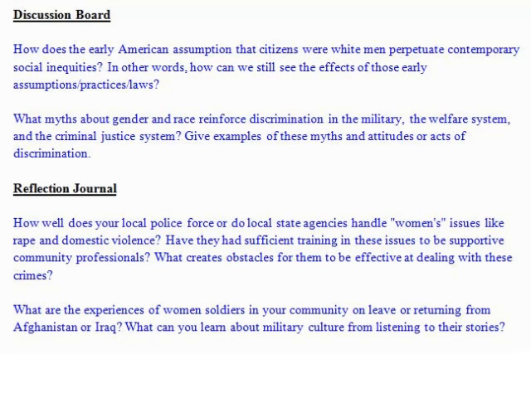For your reflection journal, I'd like to see you talk about how well you think your local police force or your local agencies handle women's issues, especially rape and domestic violence. Do you think that they've had sufficient training to be supportive? What do you think makes it difficult for them to be effective at dealing with those particular kinds of crimes? And then think about experiences of female soldiers that you've heard of on leaving or returning from Afghanistan or Iraq. What can we learn about military culture from listening to their stories?